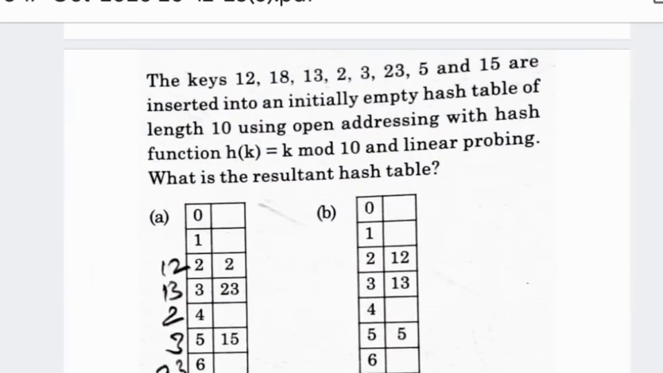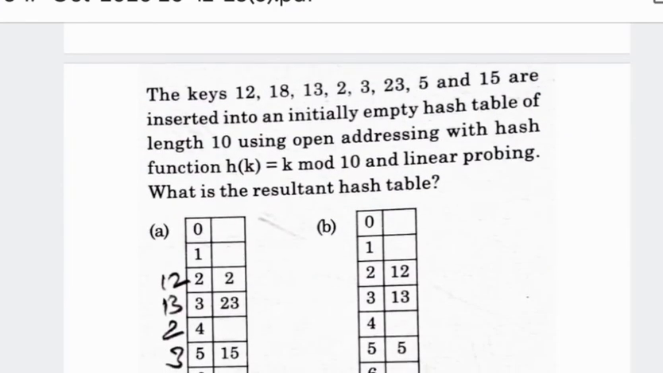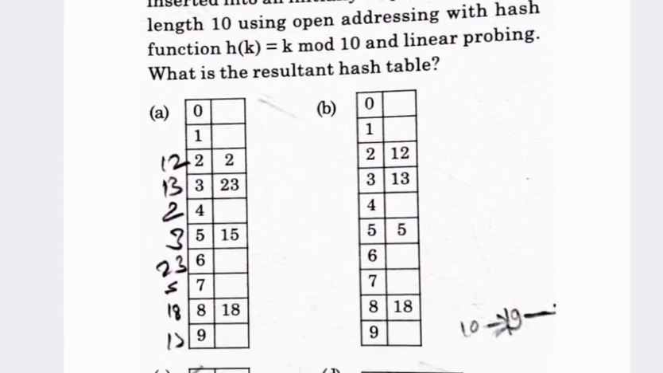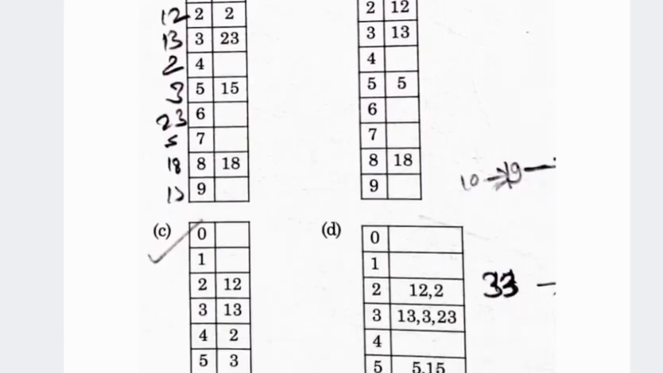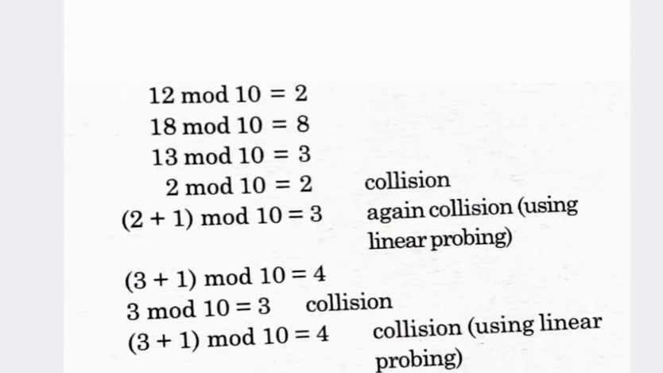Now come to the next question. The keys 12, 18, 13, 2, 3, 23, 5 and 15 are inserted into an initially empty hash table of length 10 using open addressing with hash function h(k) = k mod 10 and linear probing. What is the resulting hash table? It is also a very easy question, and they are giving four options A, B, C and D. Now come to the solution for this question.